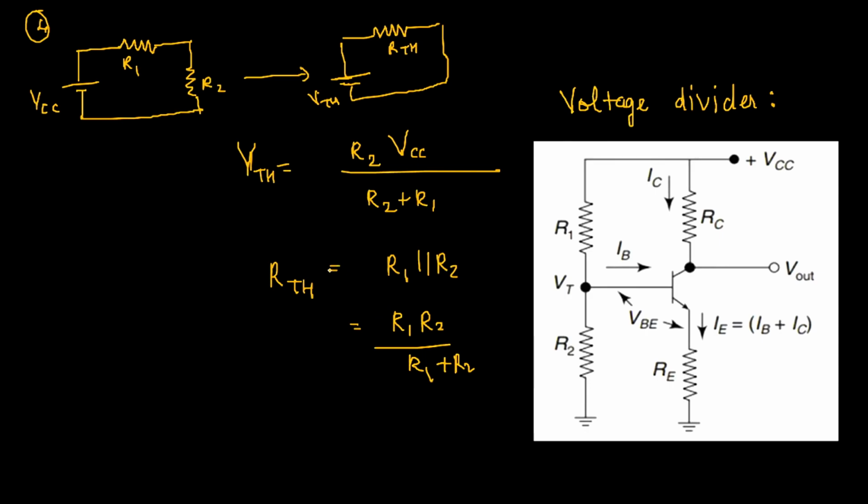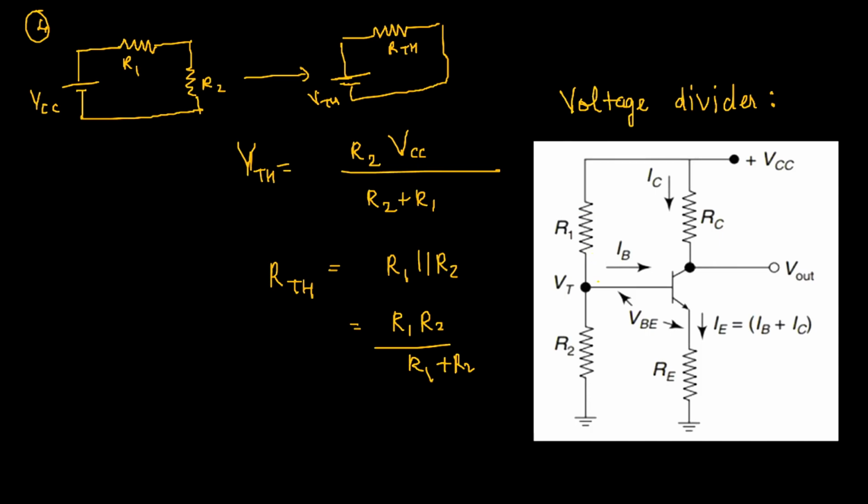So the last type of configuration that we'll be looking at is the voltage divider bias. Here things get a little complicated for us because, as you can see, there are a lot of resistors here, and the first thing that we'll have to do is simplify them so that our analysis becomes easier.